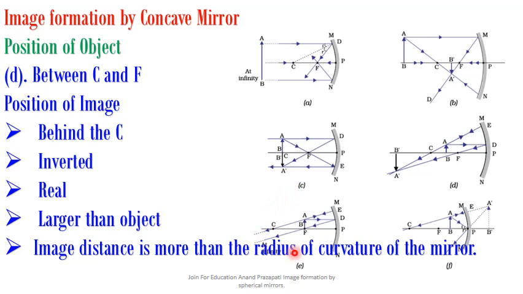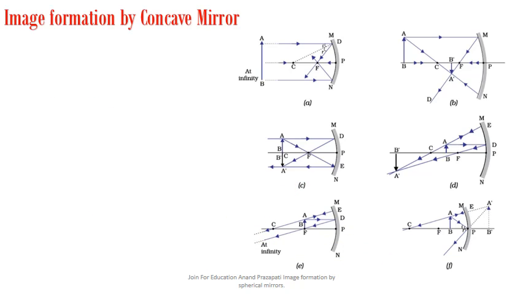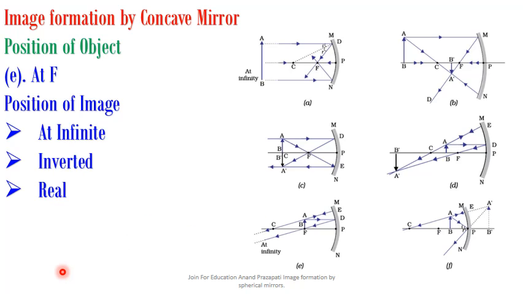Now we consider this figure. When the object is placed at F, then the position of the image will be at infinity. Size of the image will be larger than the size of the object. Image distance will be infinite, and nature of the image will be real and inverted.